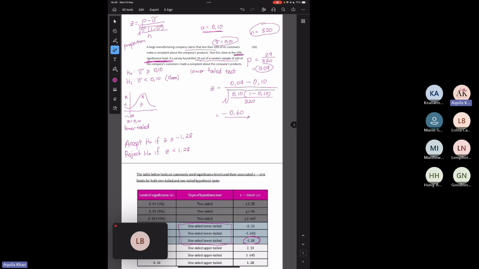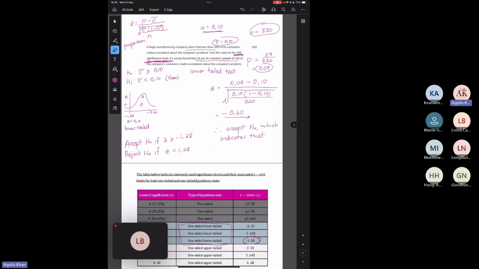So it is a negative value, but it's a smaller negative value, which means it most likely will be somewhere here. So that's minus 0.60, which is in your region of acceptance. So now you're going to say, therefore, accept the null hypothesis. But again, you need to elaborate. So you'll say which indicates that.